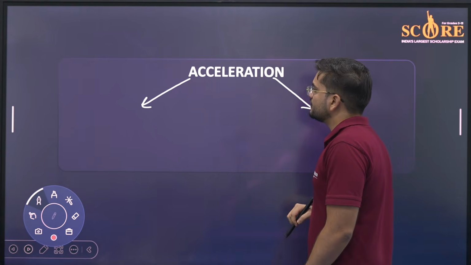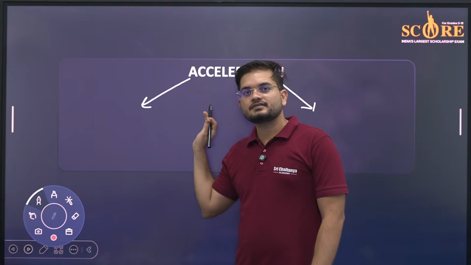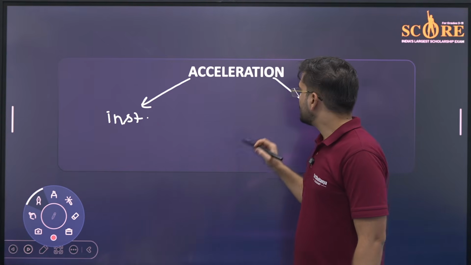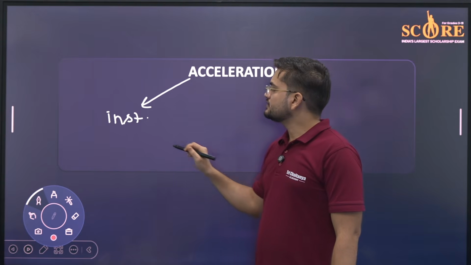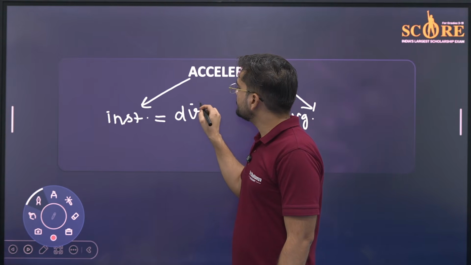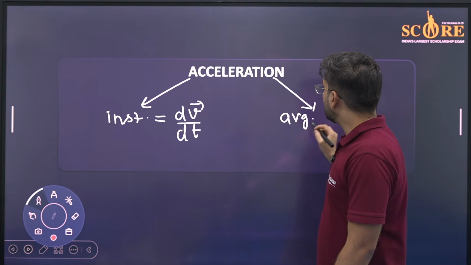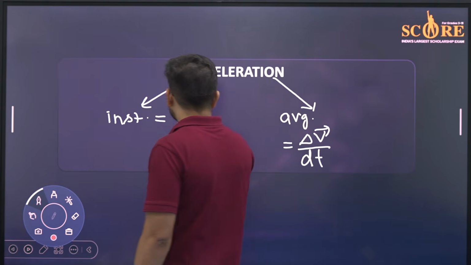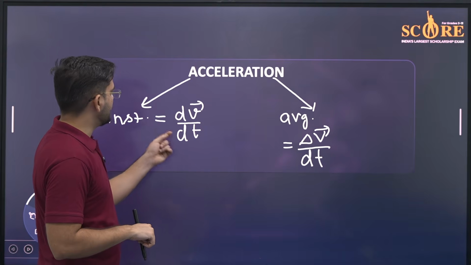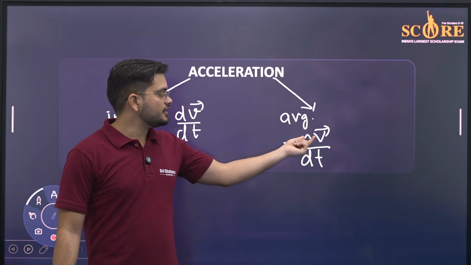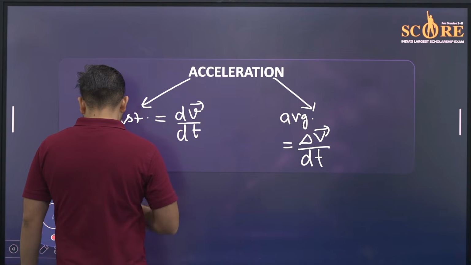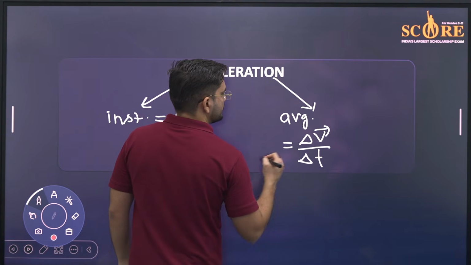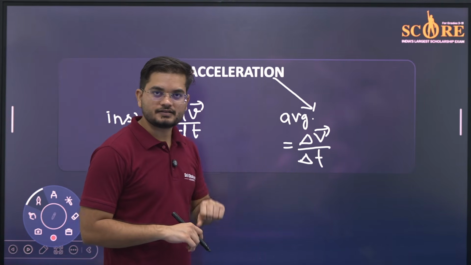Based on time interval, we can also categorize acceleration into two parts: one is instantaneous and another is average. Instantaneous acceleration is dv vector by dt, and average acceleration is delta v by delta t. Differentiation of velocity with respect to time is known as instantaneous acceleration. Change in velocity vector divided by delta t is known as average acceleration.